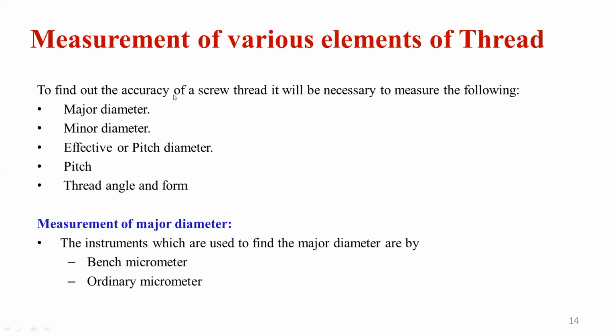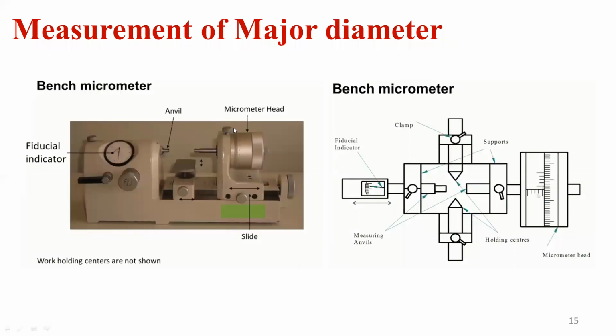Measurement of various elements of the screw thread. To find out the accuracy of the screw thread, it is necessary to measure at least 5 important elements. One is the major diameter, minor diameter, effective diameter or pitch diameter, pitch, and thread angle and form. In this, the measurement of major diameter is done by means of either a bench micrometer or ordinary micrometer. So this is the measurement of the major diameter by using the bench micrometer.